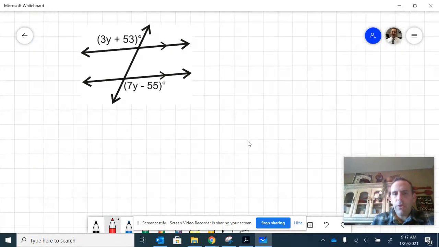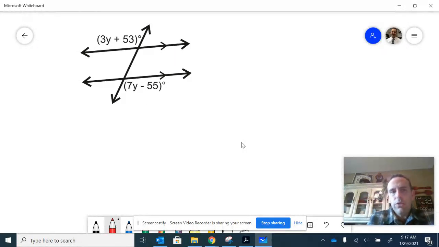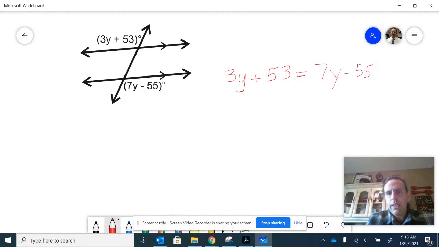In this diagram, we have one pair of alternate exterior angles marked, and the lines are parallel, so we know that those are equivalent in measure. Our relevant algebraic equation would be that the top left angle, 3y plus 53, must be equal to the bottom right, 7y minus 55.